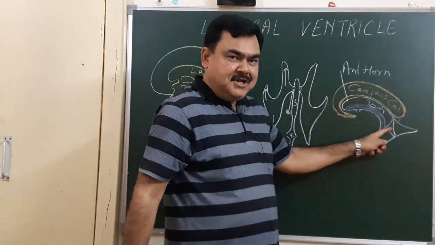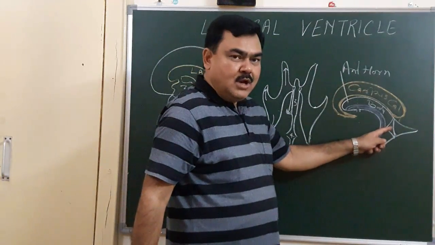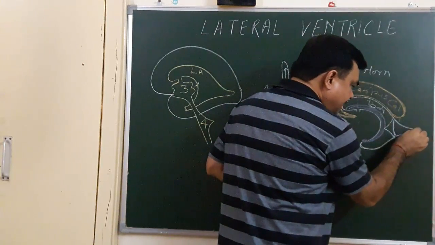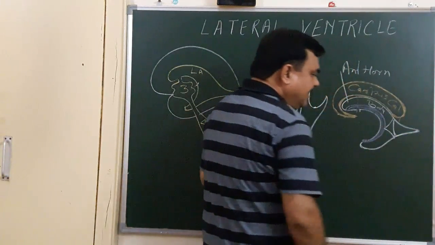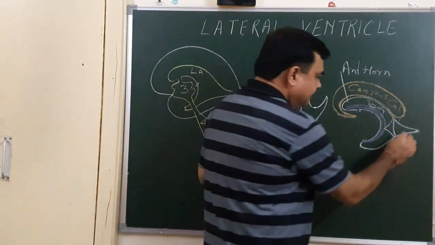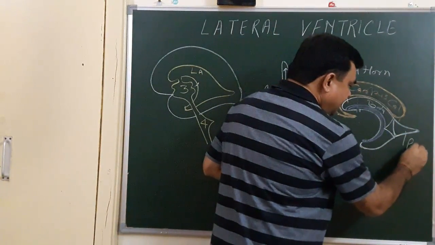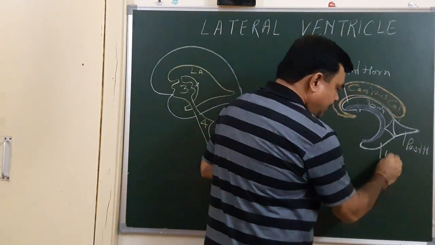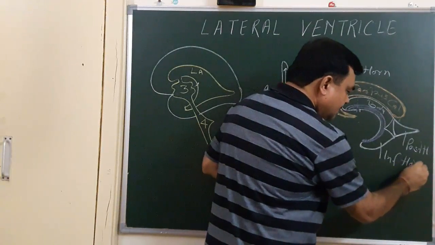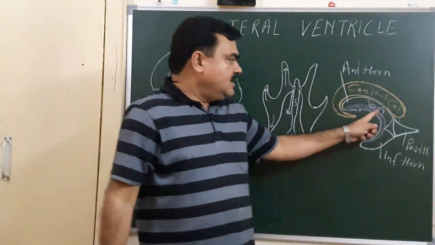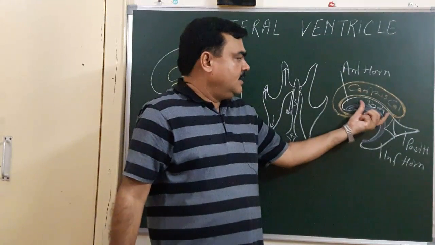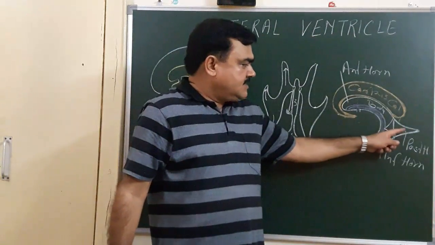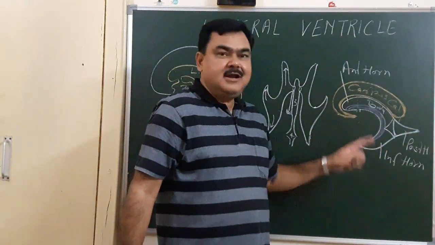It is known as the atrium, also known as the collateral trigone. This is the atrium or collateral trigone, and this portion is the posterior extension of this lateral ventricle. This is the posterior horn. Here is the inferior extension. This is the inferior horn. The body, a central part, is present in the parietal lobe. This extends into the frontal lobe, this extends into the occipital lobe, and this extends into the temporal lobe.